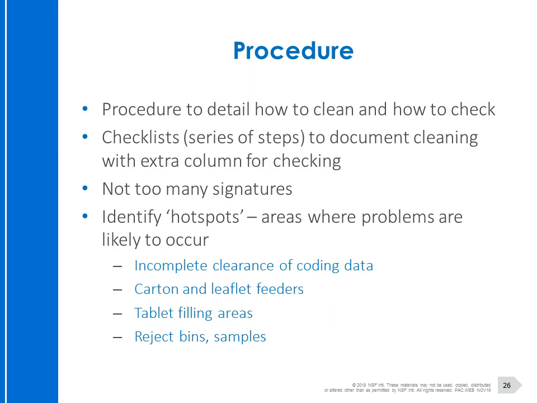The procedure should be to detail how to clean and how to check. There should be checklists to document the cleaning, with obviously columns for checking. There shouldn't be too many signatures, but what's important is to identify hotspots, so areas where problems are likely to occur. And here are some: so incomplete clearance of coding data, so that you start your next batch with the previous batch's batch identification, carton and leaflet feeders, tablet filling areas, and reject bins and samples left perhaps on the desk.